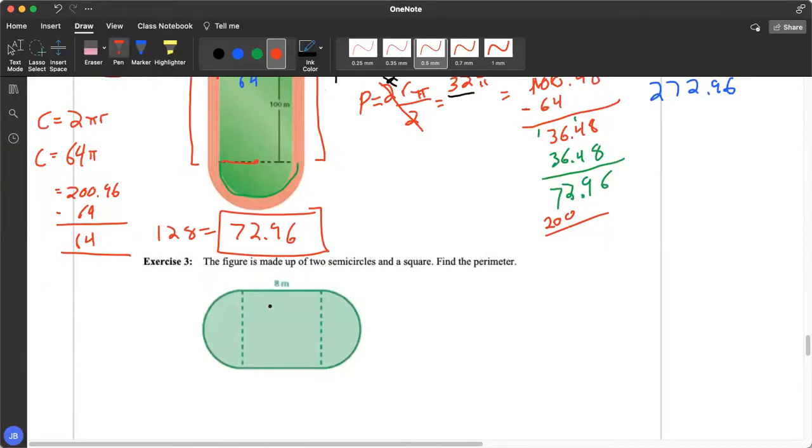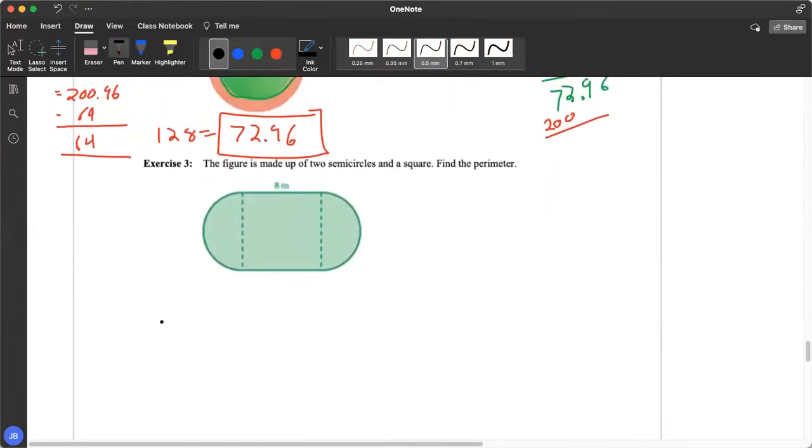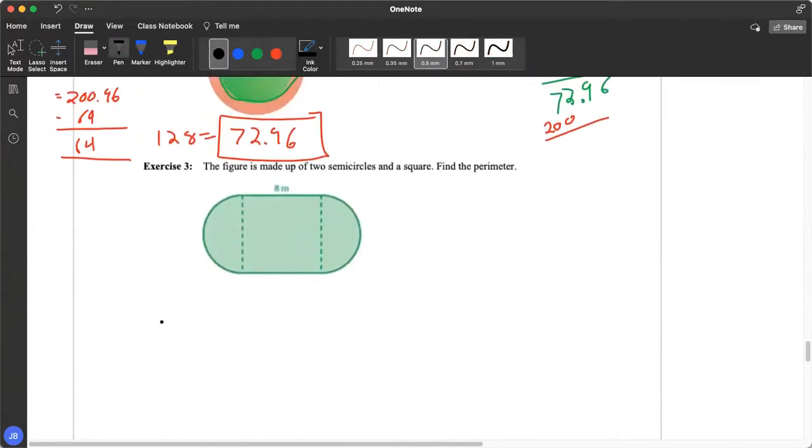All right, so exercise 3. Let's try this one. Walk me through it. This figure is made up of 2 semicircles and a square. Let's find the perimeter. So can someone tell me, if this side is 8 meters, what is this side going to be? 8 meters. You want to try this one, Andy? Yeah. You want to walk us through it? All right, let's do it.